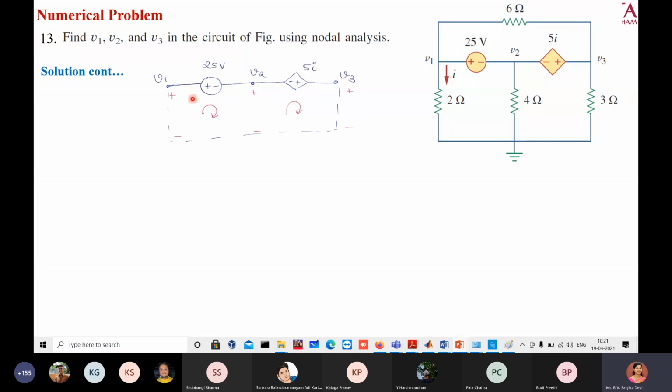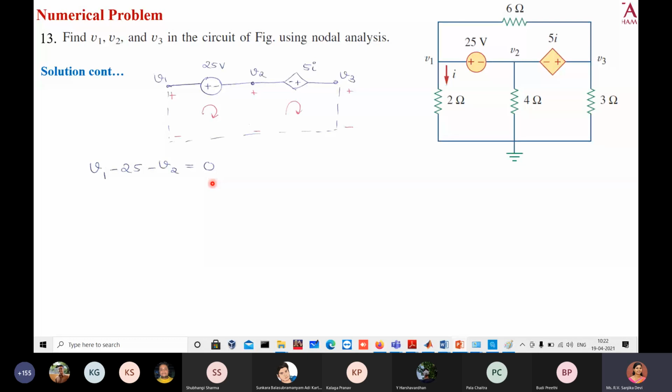So now altogether we can consider it as a single loop, or we can consider it as 2 separate loops and then write the KVL equation. Okay. So it is easy if you consider them as 2 separate loops and then write the KVL equation. So for the first loop, we assume we are going in the clockwise direction. So it is V1 minus 25 minus V2 is equal to 0.